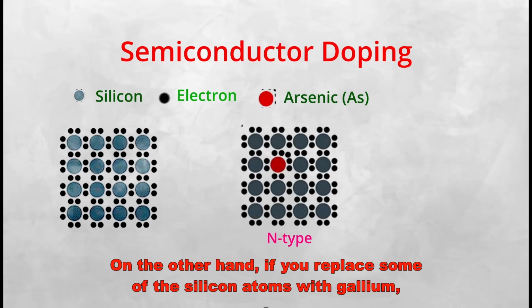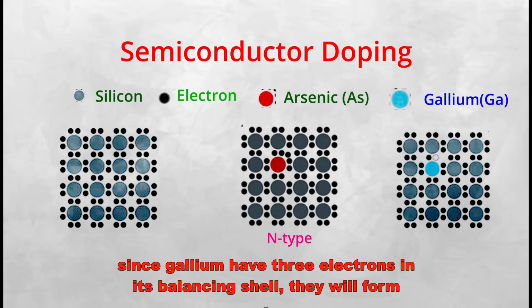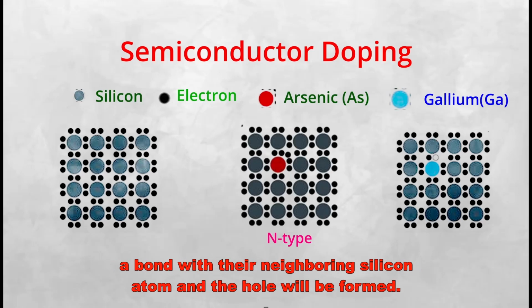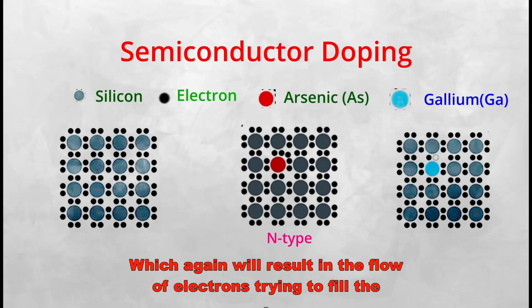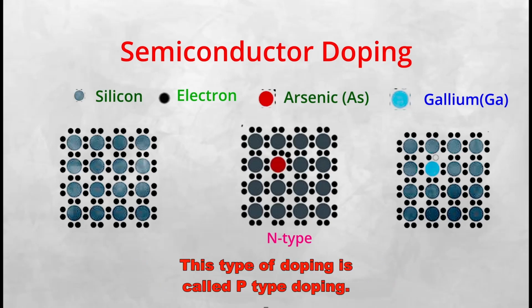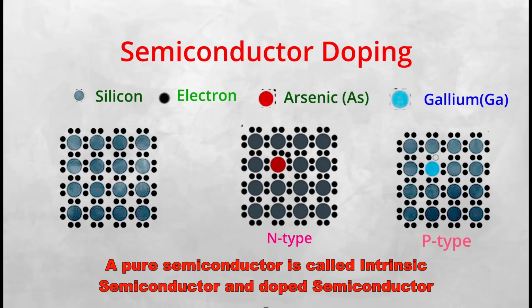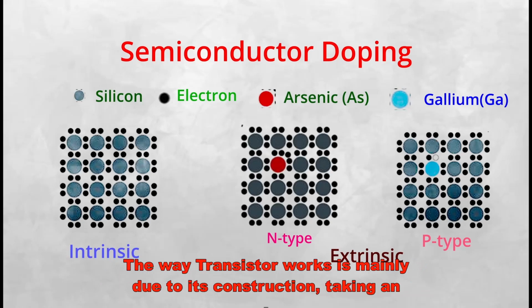On the other hand, if you replace some of the silicon atoms with gallium, since gallium has 3 electrons in its valence shell, they will form a bond with their neighboring silicon atom and a hole will be created, which again will result in the flow of electrons trying to fill the empty bond around the gallium atom. This type of doping is called p-type doping. A pure semiconductor is called an intrinsic semiconductor, and a doped semiconductor is called an extrinsic semiconductor.